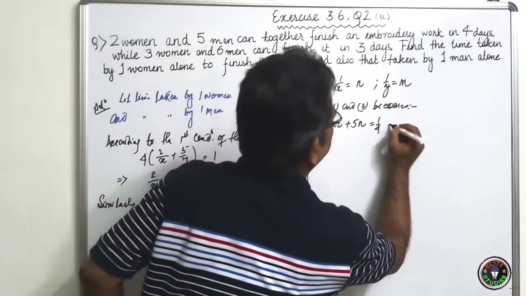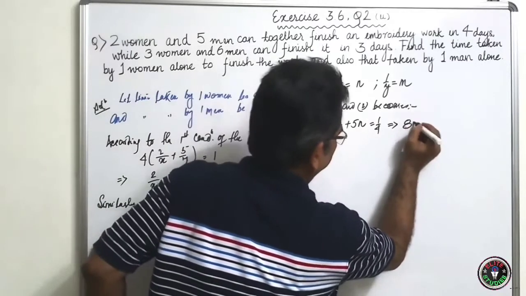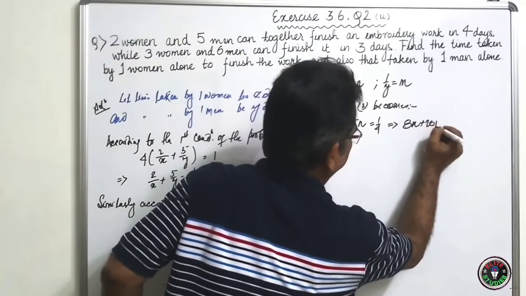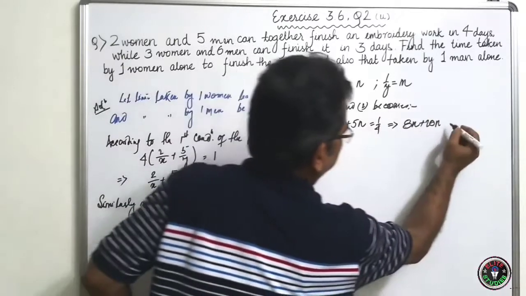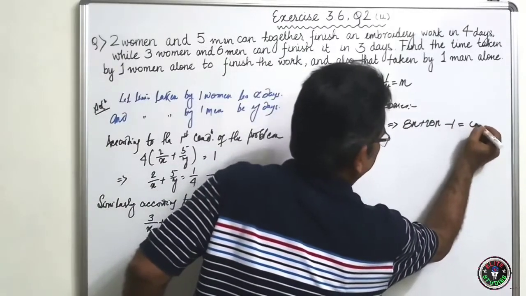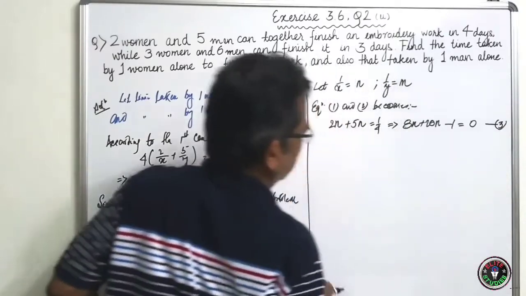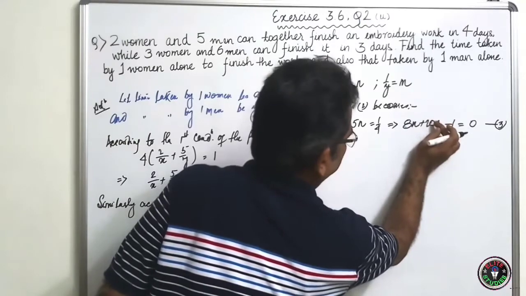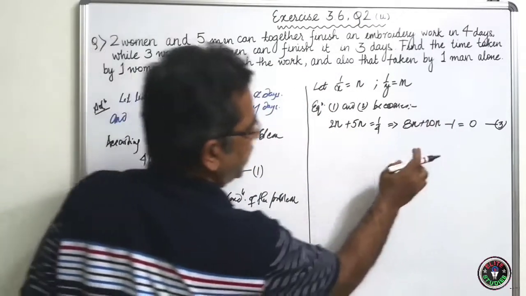So how much will it be then? Simplify, it will be 8n plus 20m minus 1 is equal to 0. This is equation number 3. Since we are going to solve it by the method of cross multiplication, we have put the constant towards the left hand side. This thing you have to bear in mind.